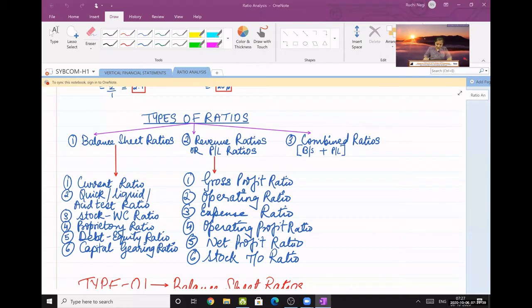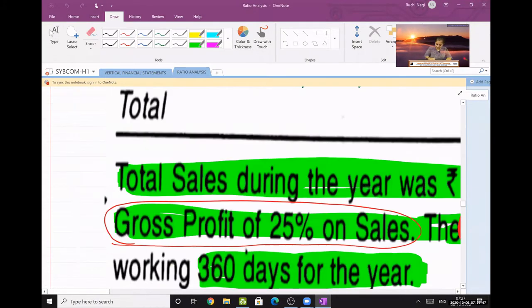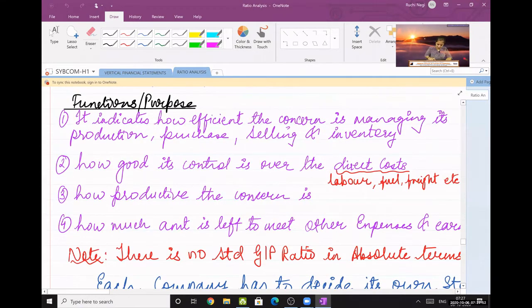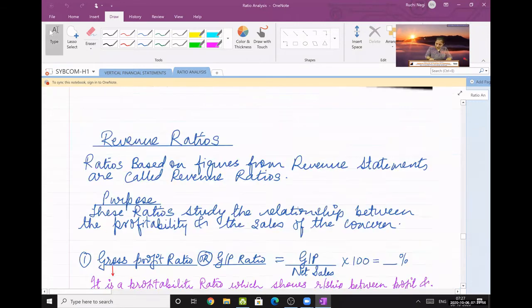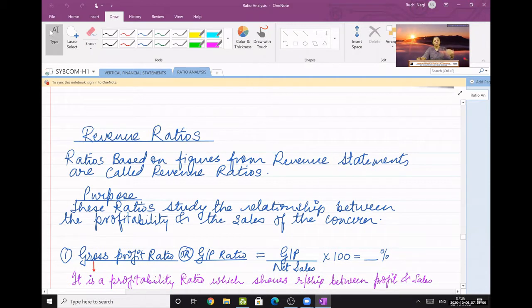So let me take you to revenue ratios. This is on stock ratios, what we had done, balance sheet. Here comes my revenue ratios. Now, what were balance sheet ratios? Balance sheet ratios were ratios, figures of which come from the balance sheet.